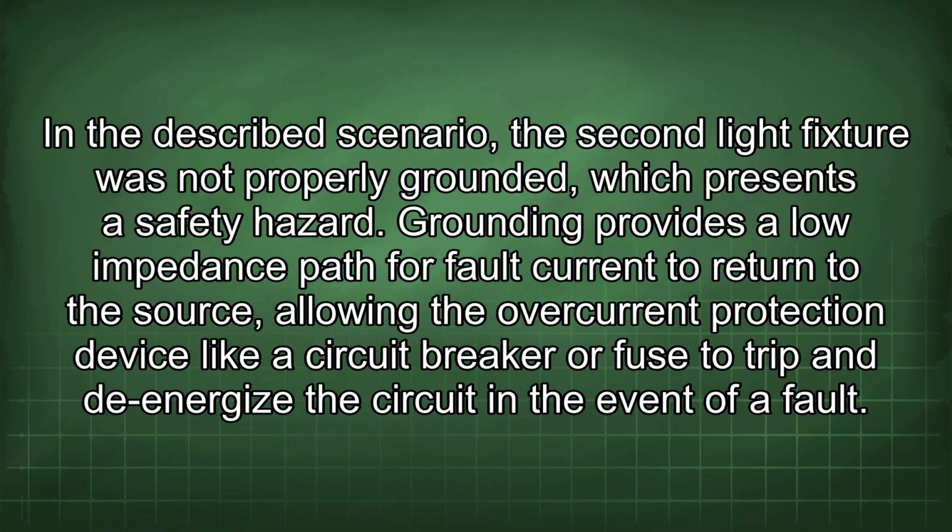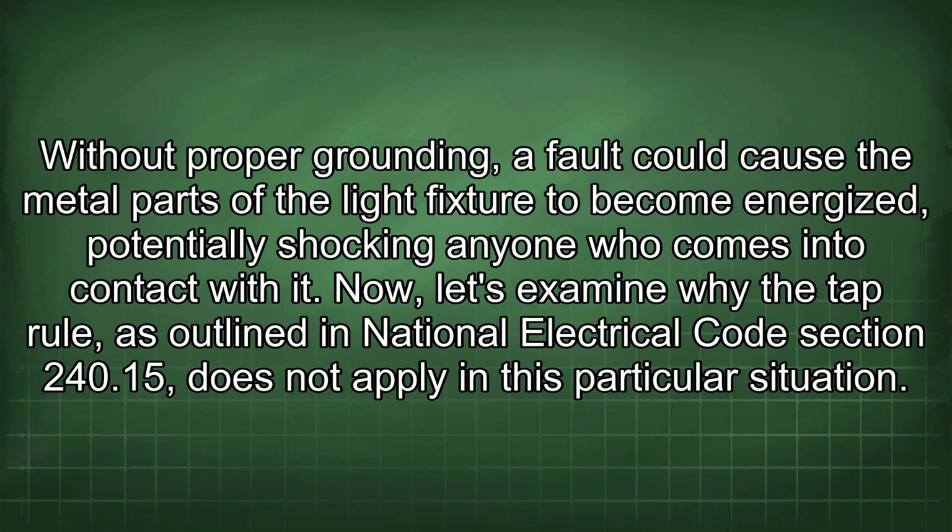Grounding provides a low impedance path for fault current to return to the source, allowing the overcurrent protection device, like a circuit breaker or fuse, to trip and de-energize the circuit in the event of a fault. Without proper grounding, a fault could cause the metal parts of the light fixture to become energized, potentially shocking anyone who comes into contact with it.